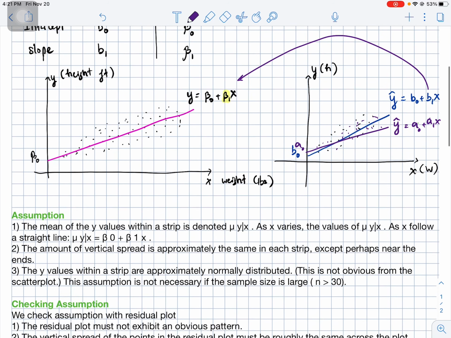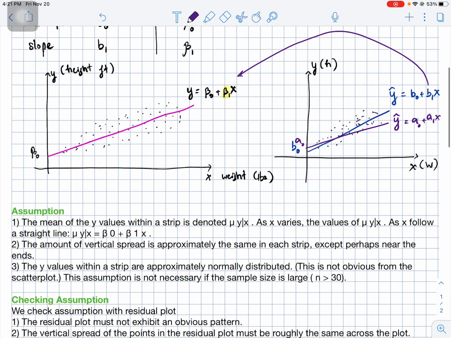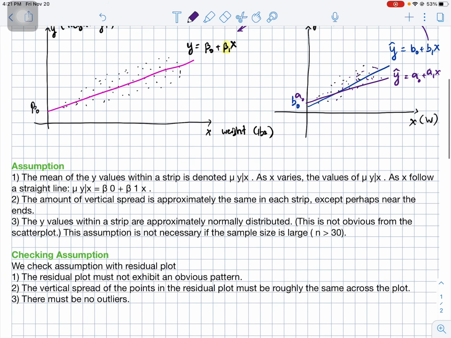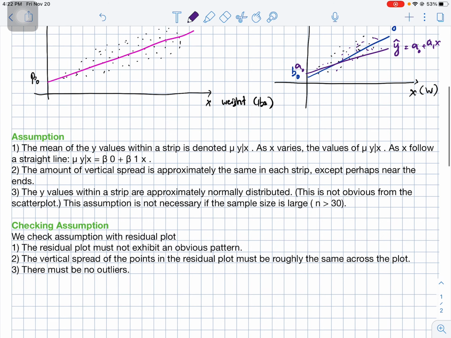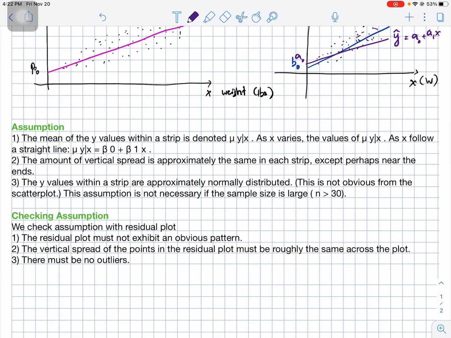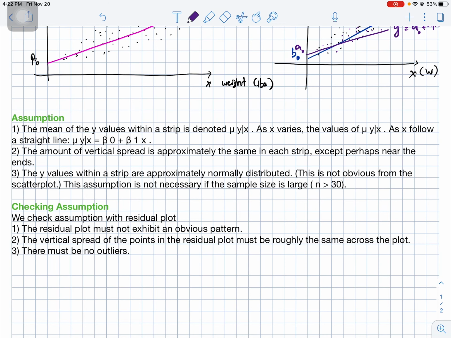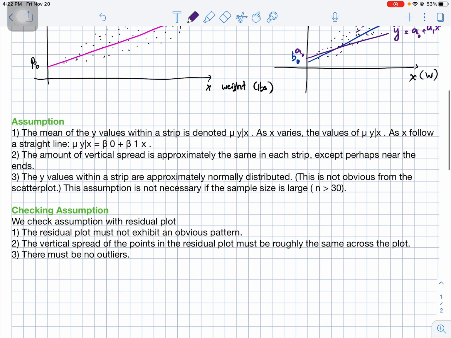So in order for us to do the confidence interval and the hypothesis testing, we need to have some assumptions, and we need to check the assumptions also. We have 3 assumptions. Number 1, the mean of the y values within the strip. The notation is mu of y given x. The mean, that means we average the y values of the population. The values have to follow the straight line: mu equals beta 0 plus beta 1x.